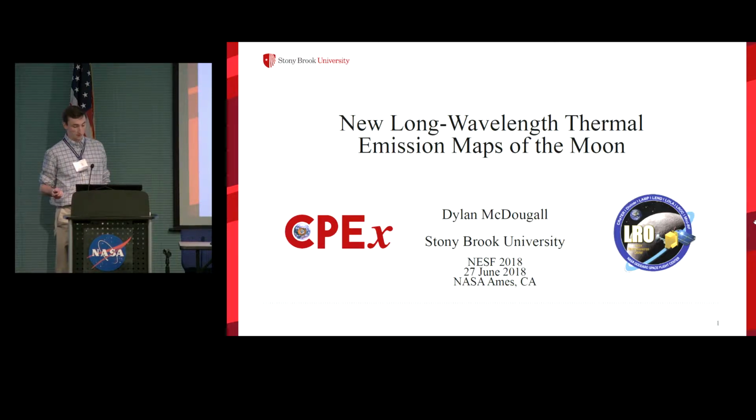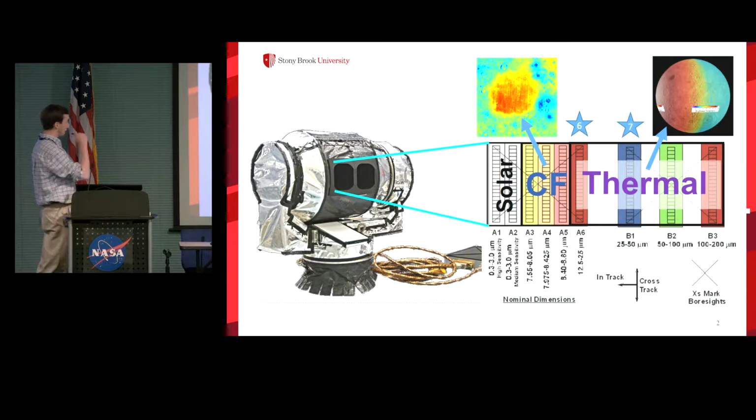And I've been working with LRO Diviner, as you probably hopefully heard in my lightning talk, to develop these new thermal emission maps. And Diviner has 3 channels for detecting the CF feature, which is indicative of silicate mineralogy. And so the low silica mare are at a different position in the CF than the high silica islands.